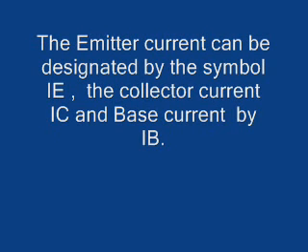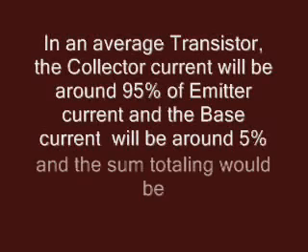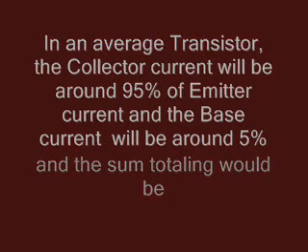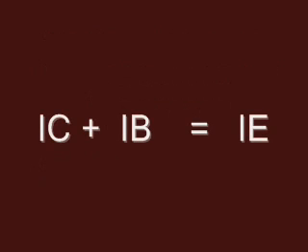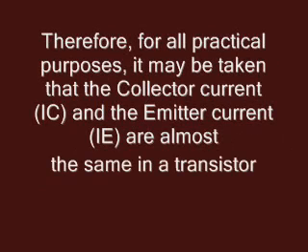The emitter current can be designated by the symbol IE, the collector current IC, and the base current by IB. In an average transistor, the collector current will be around 95% of the emitter current, and the base current will be around 5%, and the sum total would be IC plus IB is equal to IE. Therefore, for all practical purposes, it may be taken that the collector current IC and the emitter current IE are almost the same in a transistor.